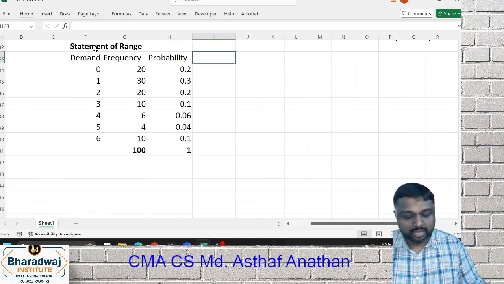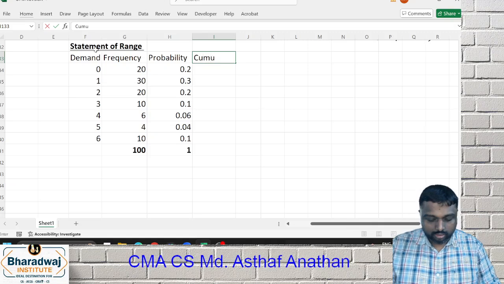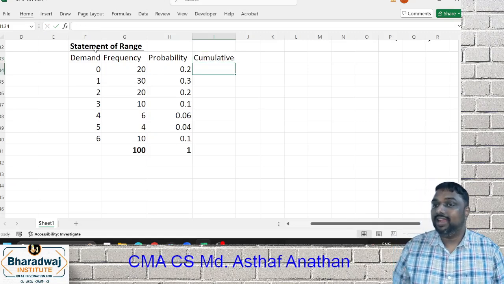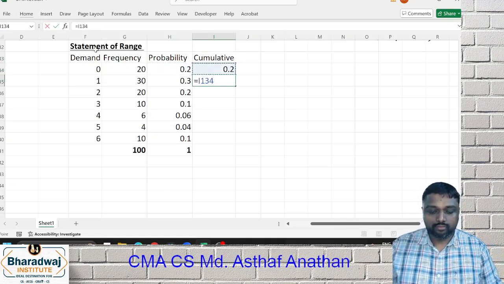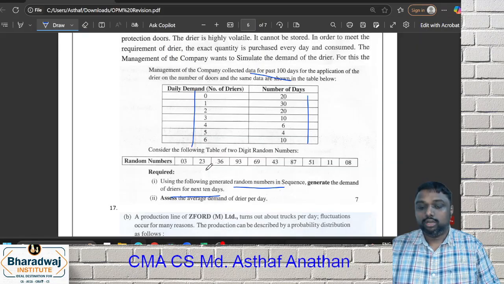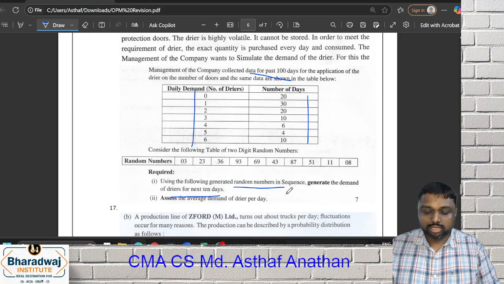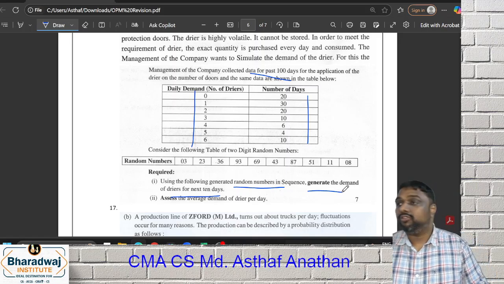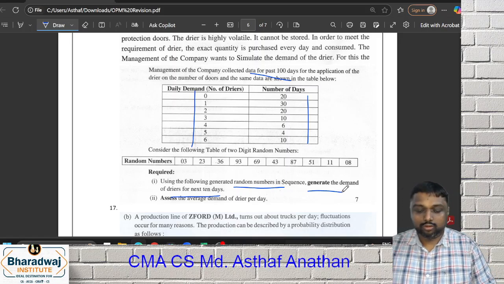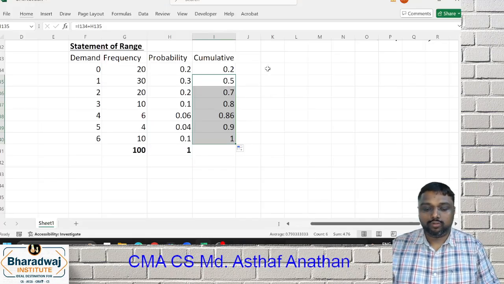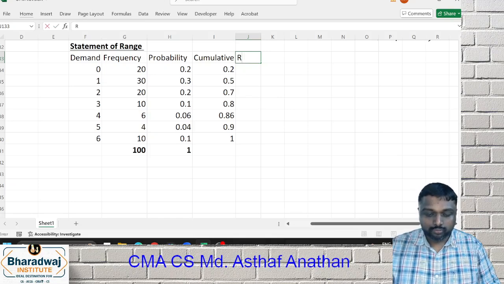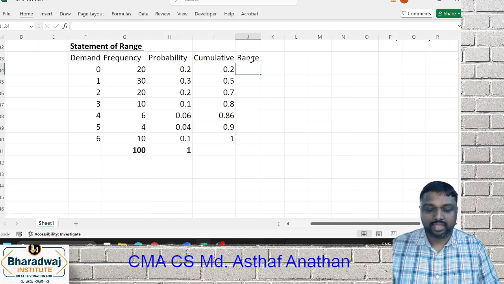So once you've done the statement of range probability, you can go for cumulative probability. Cumulative, we just simply want to add all these numbers. Total will be 1. They are asking, using the following, generate demand for the next 10 days. They are given 2-digit random numbers. So you have to find out the random number into 2 digits. First step is range.